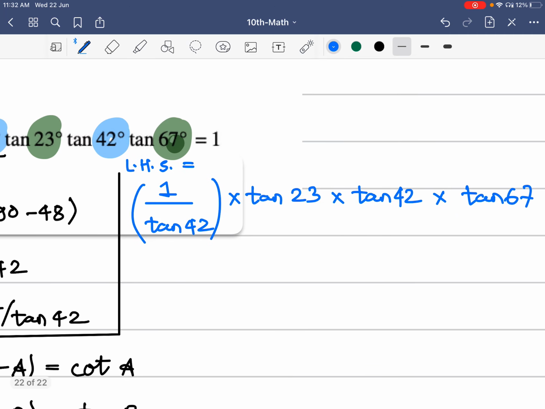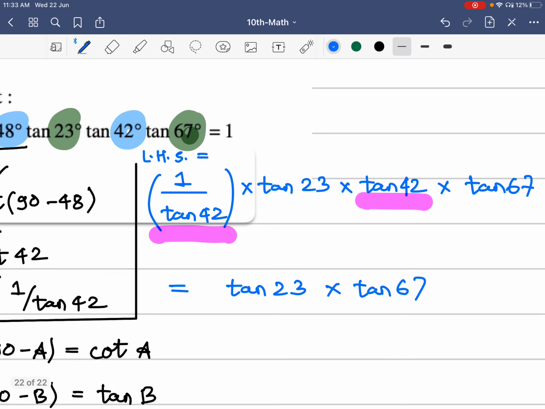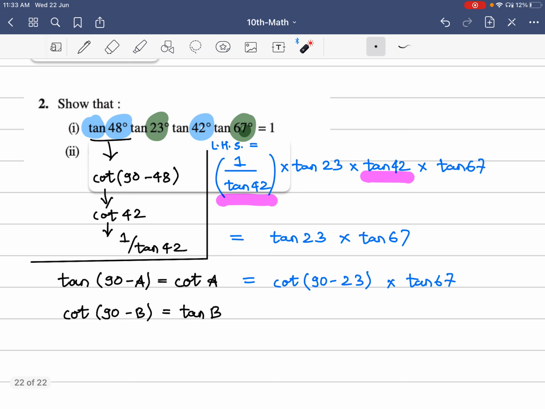Now, very clearly, this term and this term are going to cancel each other out. And what we are going to get is that the left hand side will be just equal to tan of 23 into tan of 67. This is my left hand side. Now let's continue. Tan of 67 can be written as cot of 90 minus 23. As we saw here itself, this 23 and this 67, their summation is equal to 90 degrees.